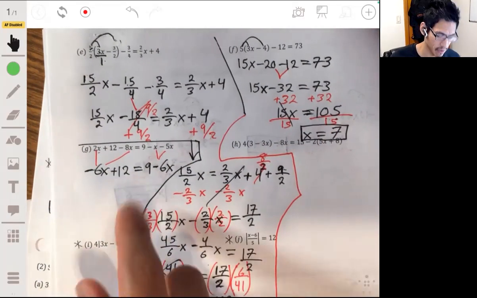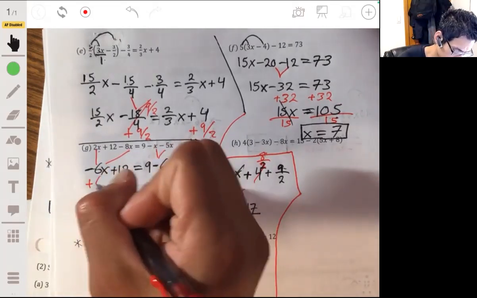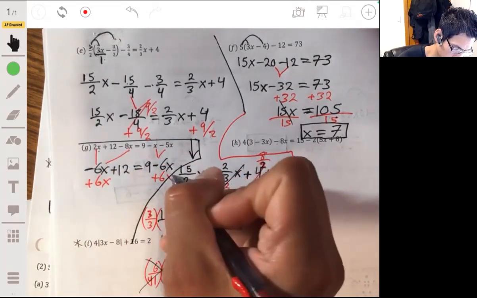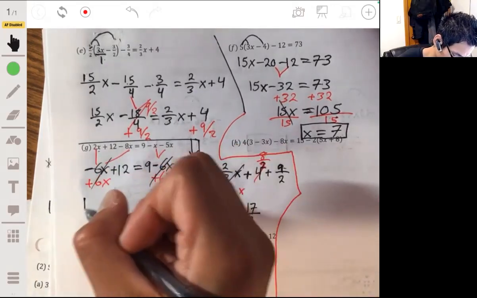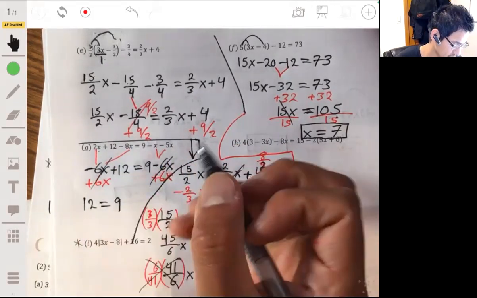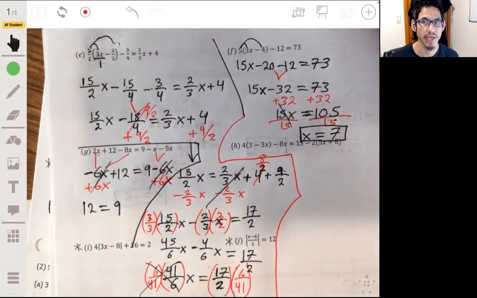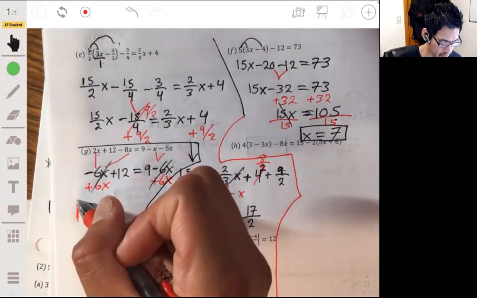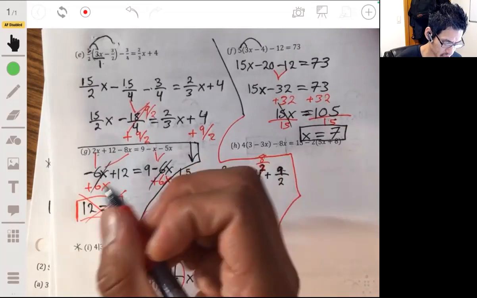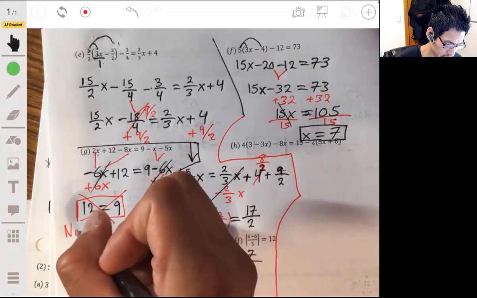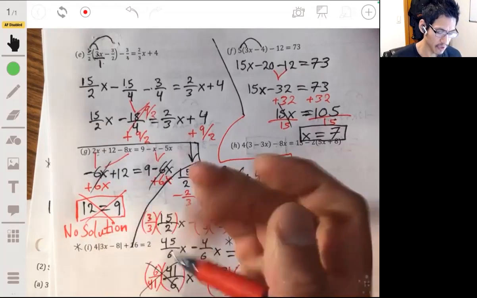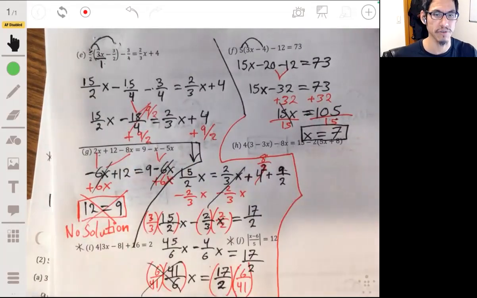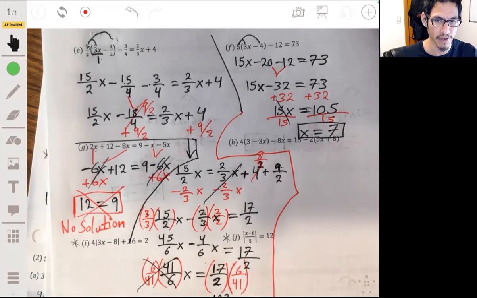Oh, you can see what's coming now. Let's add 6x to both sides here. And we'll get 12 equals 9. And 12 ain't 9, people. 12 is not equal to 9. This is false. This is not true. So there's no solution to this equation. There are no numbers for x that will make the equation true. So we can just stop there.